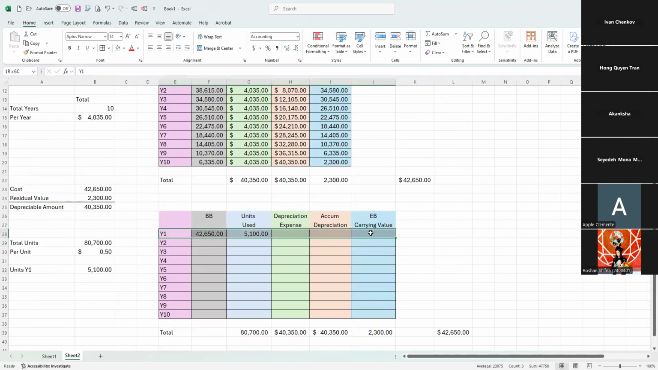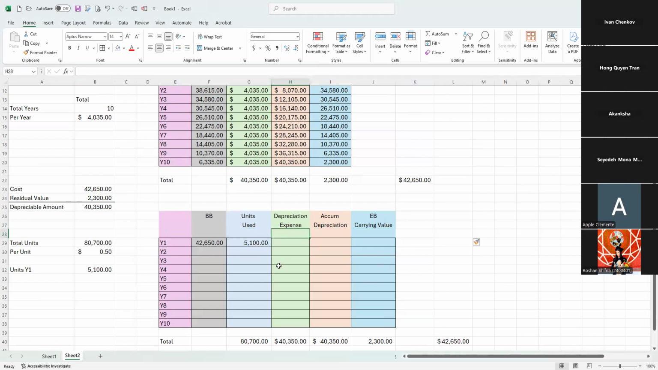Now, if you want, you can add one line here. Let's put one line here. Don't worry, I'm going to give you this Excel spreadsheet after the class. Let's push it down. And here depreciation expense per unit is 0.50 cents. And once I get that, that will be equal to 5,100 times 50 cents. Accumulated depreciation obviously will be the same amount, and the carrying amount the first year will be original cost minus depreciation expense.